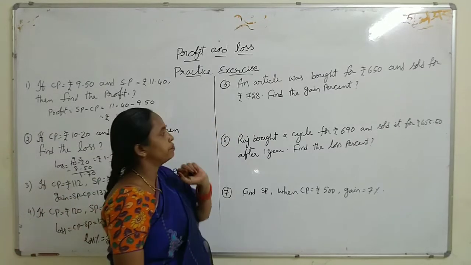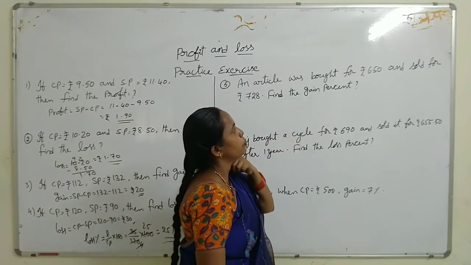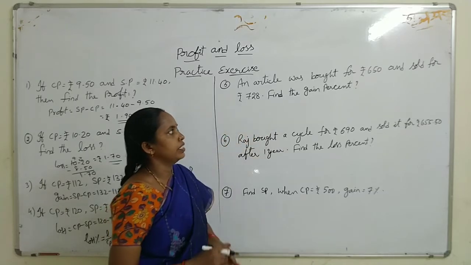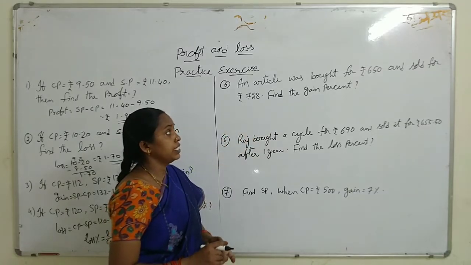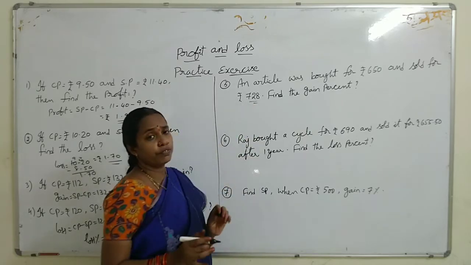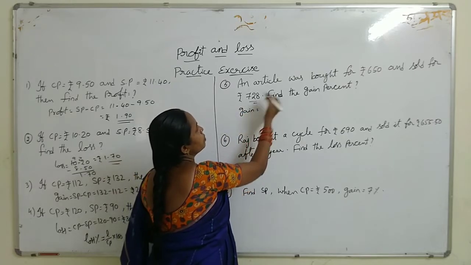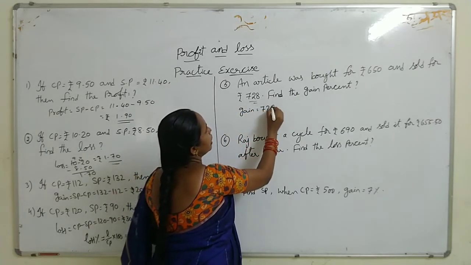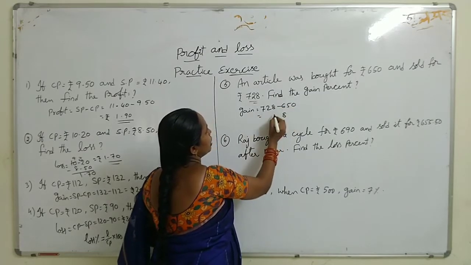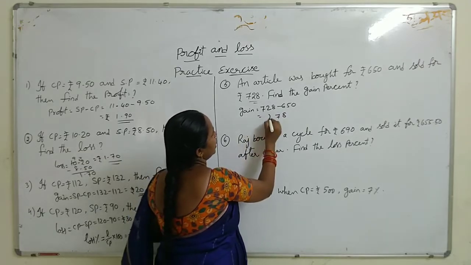Next, question number 5. An article was bought for 650 rupees and sold for 728 rupees. Find the gain percentage. So cost price is 650 and selling price is 728. Definitely we get a profit. So gain equal to SP minus CP, that is 728 minus 650. 8 minus 0, 8, 12 minus 5, 7, 6 minus 6, 0. That is 78 rupees gain.